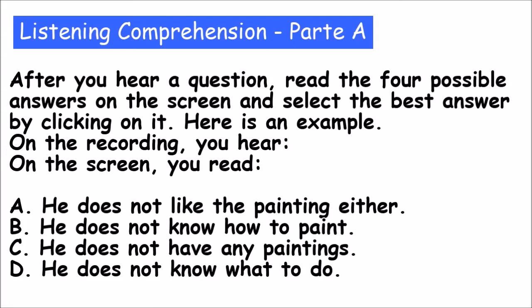After you hear a question, read the 4 possible answers on the screen and select the best answer by clicking on it. Here is an example. On the recording, you hear, "I don't like this painting very much." "Neither do I." What does the man mean? On the screen, you read, A. He does not like the painting either. B. He does not know how to paint. C. He does not have any paintings. D. He does not know what to do.